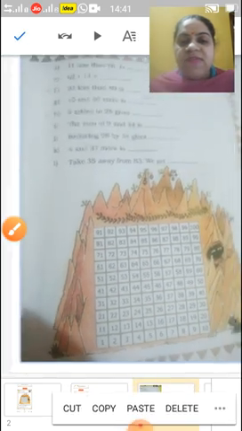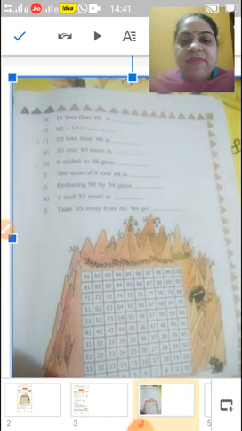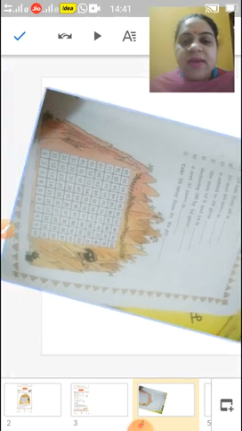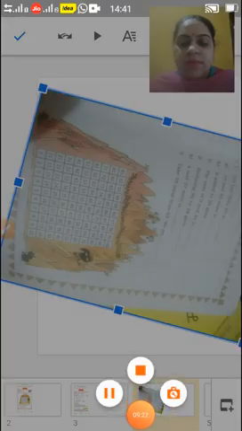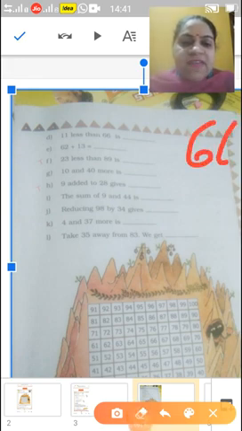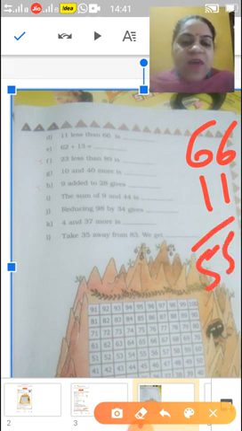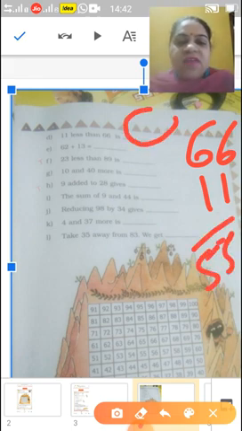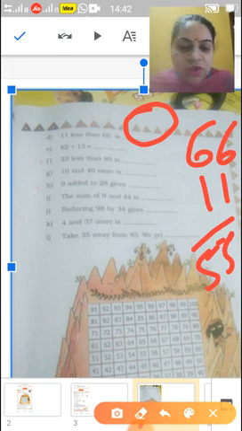Here we can see 11 less than 66 is, so less than means 66 minus 11, that is 55. So your answer is 55. So your next room is 55.